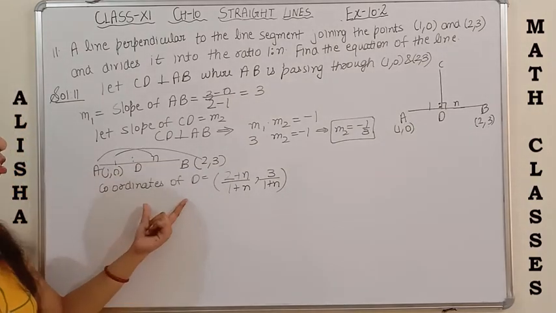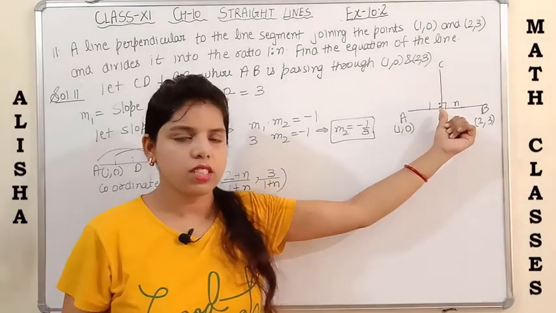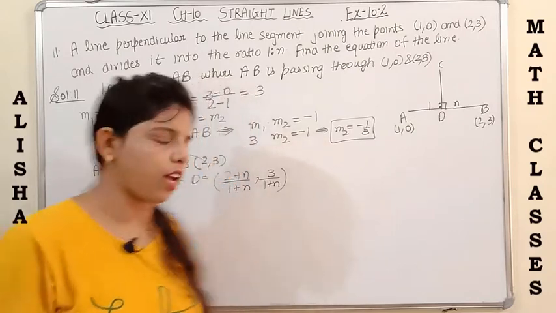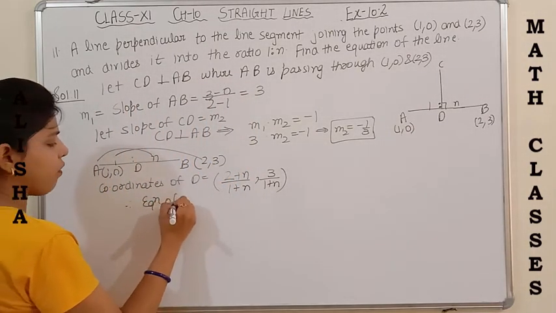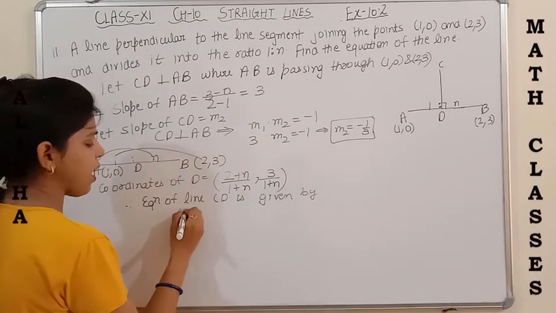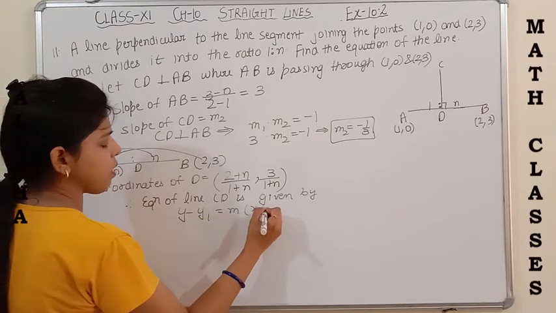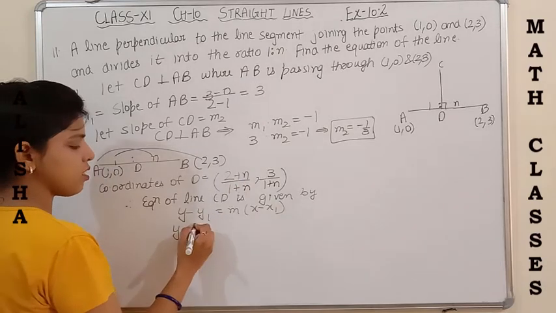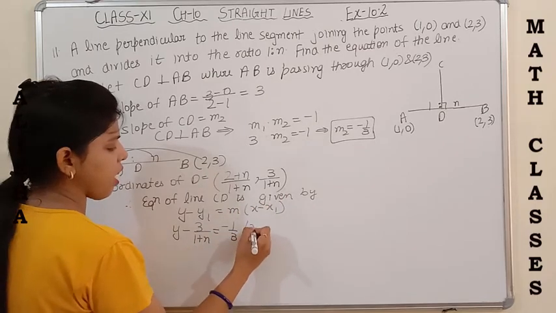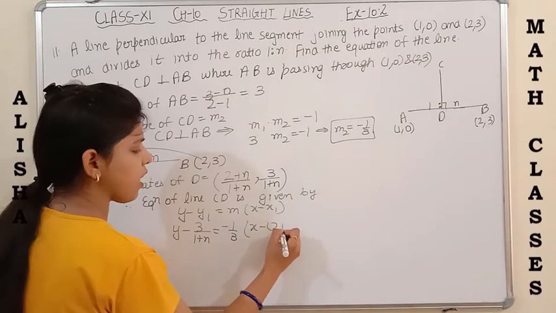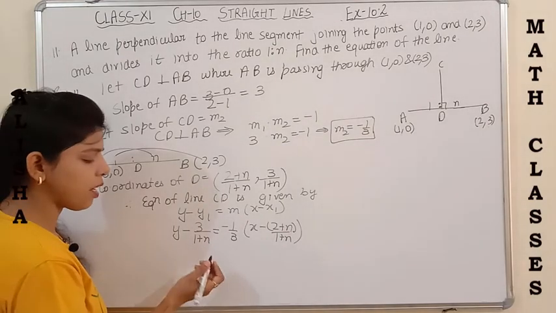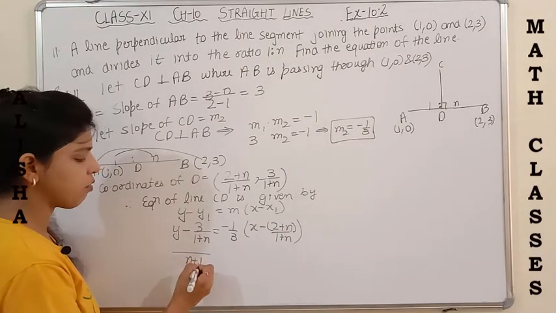Now we have found the point through which line CD is passing and we have found the slope also. You need to apply the formula of the equation of a line. So the equation of line CD is given by the formula y minus y1 is equal to m into x minus x1. So y minus y1, which is 3 upon 1 plus n, is equal to m, which is minus 1 by 3, into x minus x1, which is (2 plus n) upon (1 plus n). Now you need to take the LCM and solve it. By taking the LCM, we get n plus 1.